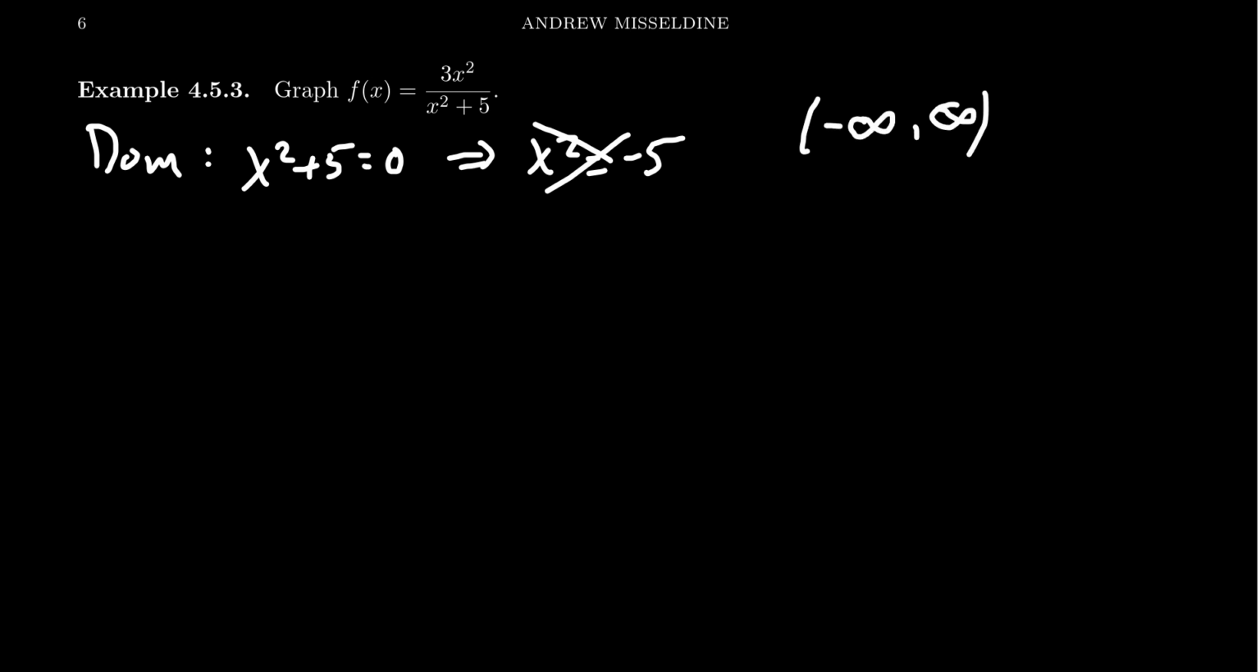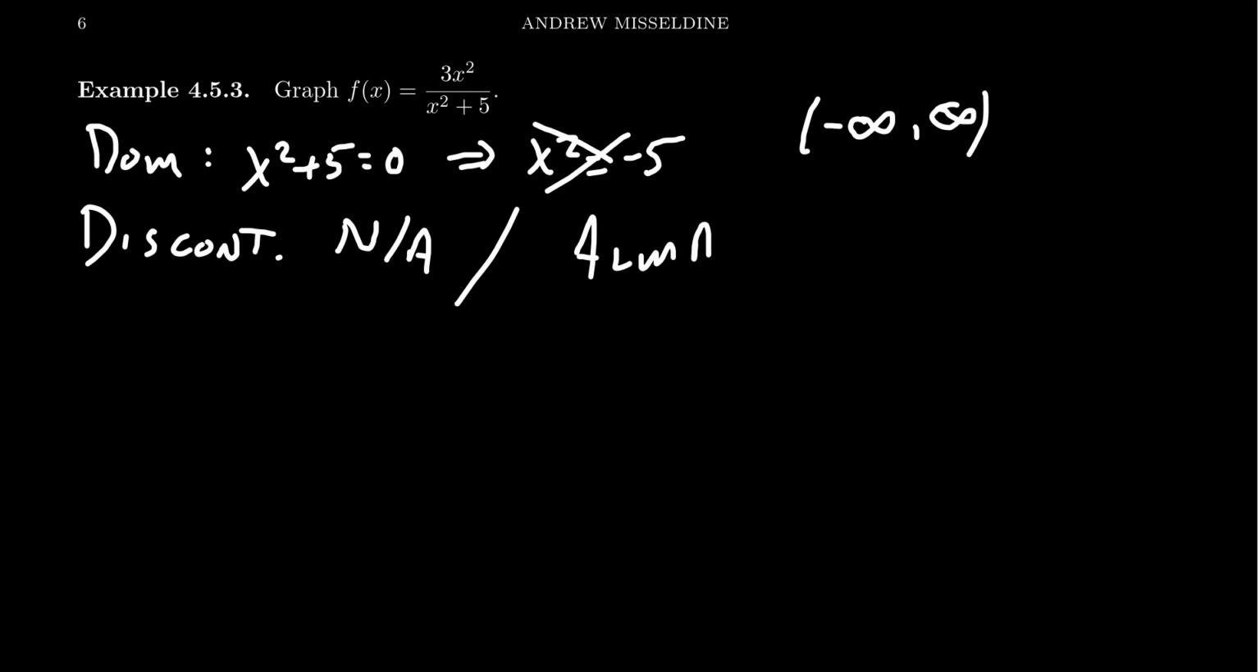Now, if we jump to discontinuities, for a rational function, the only way you'll have a discontinuity is if your denominator goes to 0. Since this denominator never goes to 0, this function has no discontinuities. That is to say, it's always continuous. All right, and moving on to the next piece.